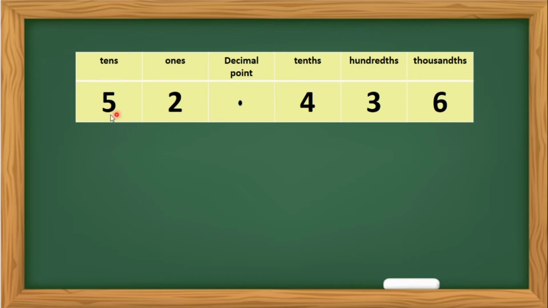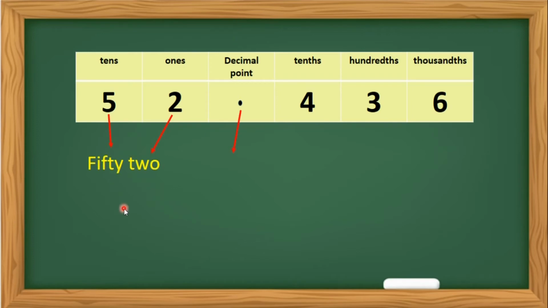For example, we have 52, then the decimal point, then 4, 3, and 6. How do we read this number? What is the proper way of reading it? We read this as 52. Why? Do you remember that the place value of 5 is tens? So 5 is in the tens place. 5 times 10 is 50, and 2 is in the ones place. So 50 plus 2 is 52. That's the reason why we read this as 52.